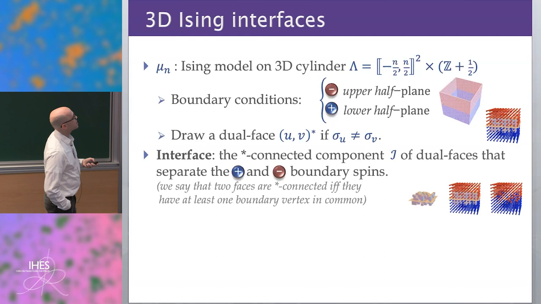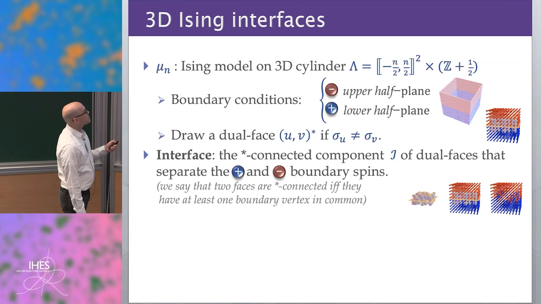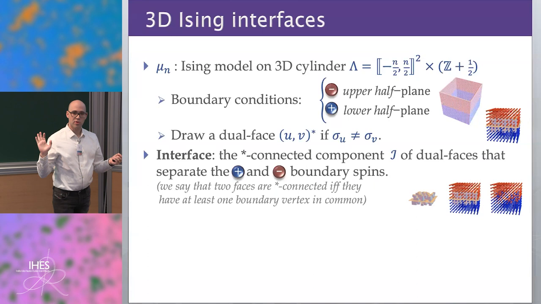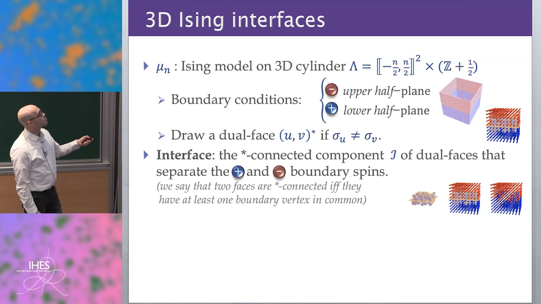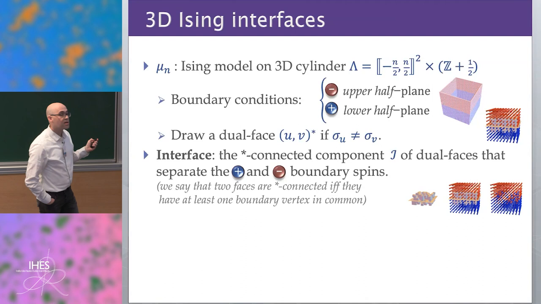Now in 3D, there are some degrees of freedom in how to define the interface. We are going to define the interface to be: take every face that separates the boundary components and look at the connected component of such dual faces. If two faces are touching by a vertex just in the corner, they are considered connected. So we call this star connected. There's just one such connected component, because along the boundary they're all connected, and whatever it touches in between. So this is a collection of faces that separates your red and blue parts of the space. This is the interface. It's well defined, even if you color the spins inside deterministically, there'll still be a unique interface like that.